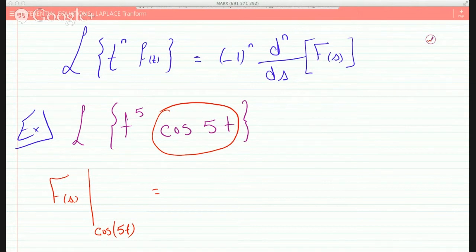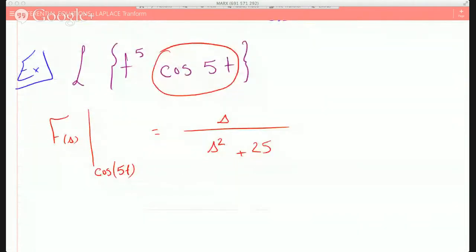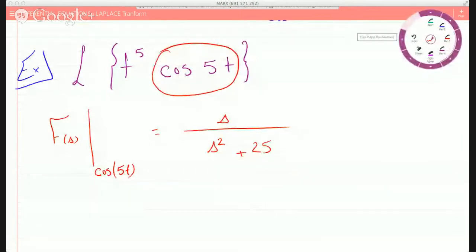turns out to be, let's see where it is. The table is somewhere here. So the cosine of, say, bt, in this case b is 5, is s over s squared plus b squared, and since b is 5, this is s squared plus 25. And actually, let's change this 5 so we don't have to work a long problem here.